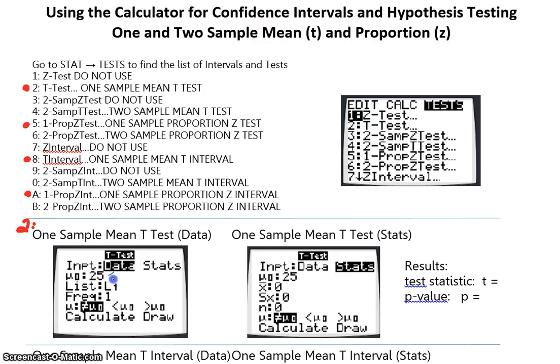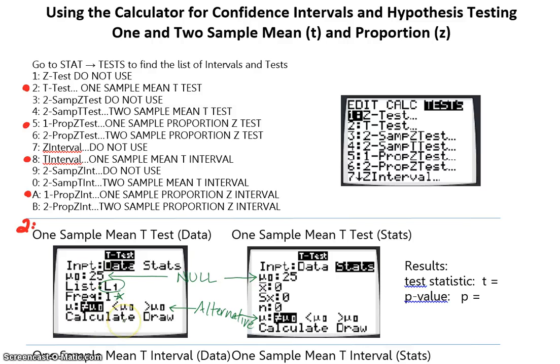So here, this is the null from your hypothesis. Okay? So this is the null hypothesis here, and that is the value you put in there. And then right here, on each of them, is your sign in your alternative. Okay, so those are the same on both of them. Now, if you have actual data, you're going to put it into list 1, and your frequency will always be 1.